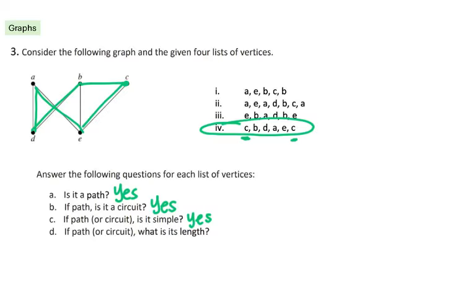So the question is, how many edges did we use to get from start to finish? So we went C to B. 1, 2, 3, 4, 5. The path length is 5.